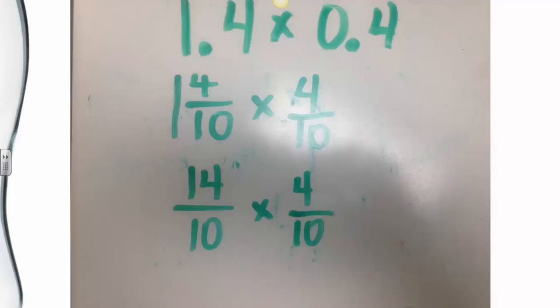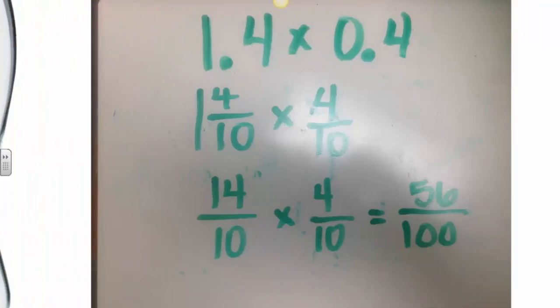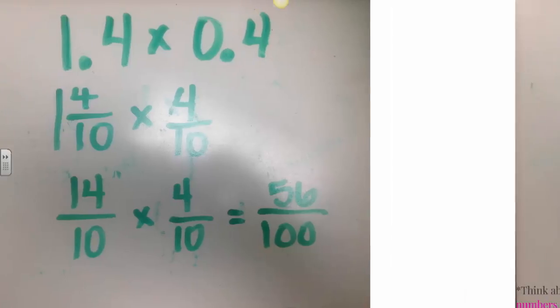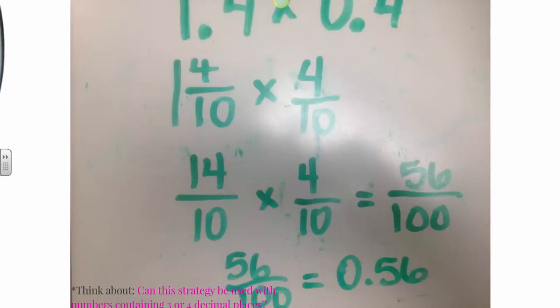Here we are showing the mixed number being converted to an improper fraction. This step is not required, as students can apply a partial product strategy here. Multiplying numerator and numerator, as well as denominator and denominator, we arrive at the product of 56 over 100. 56 over 100, or 56 hundredths, can be converted to a decimal answer. Think about this. Can this strategy be used with numbers containing 3 or 4 decimal places?